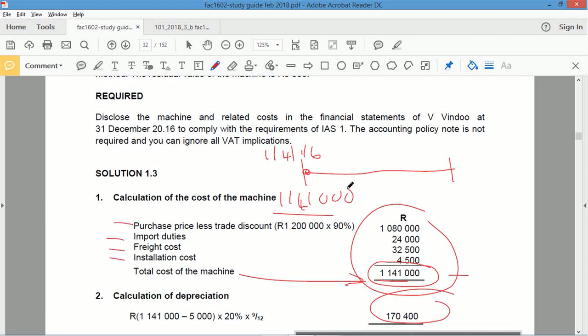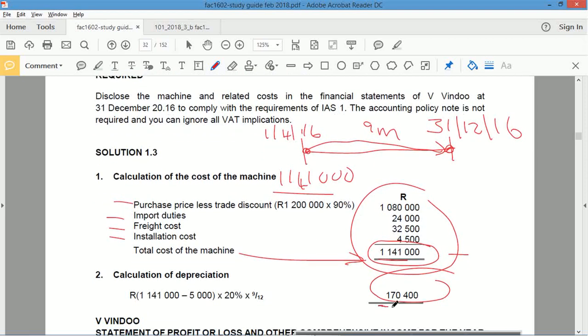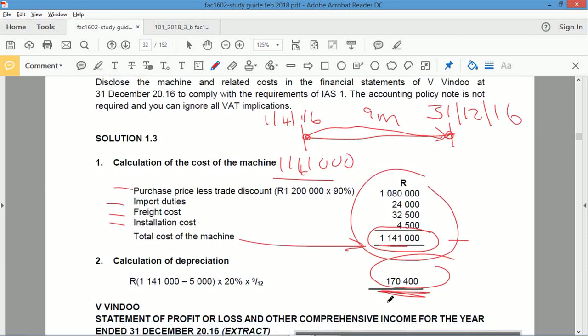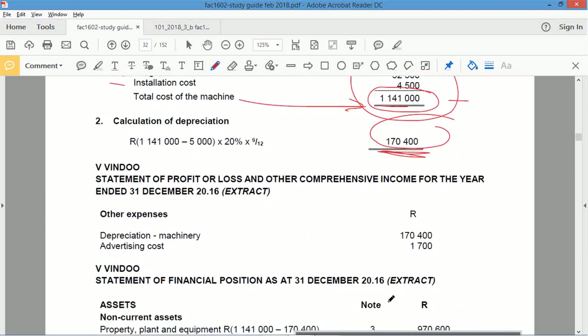Okay. Then I'm looking at disclosure where? At the beginning or at the end? At the end. Exactly. So from there to there, that's 9 months. So is the asset going to be worth the same in 9 months? No, of course not. Okay, so what did it decrease by? The depreciation. Okay, so there's the disclosure.